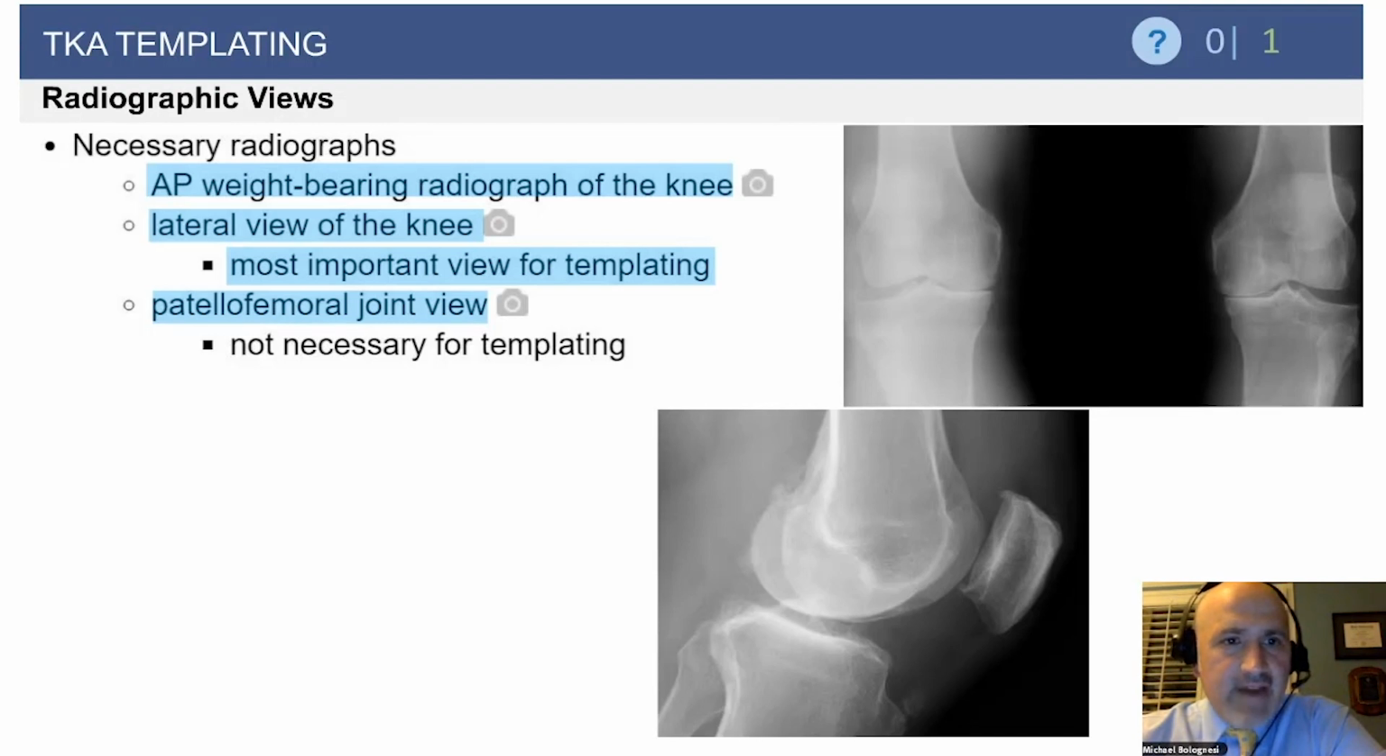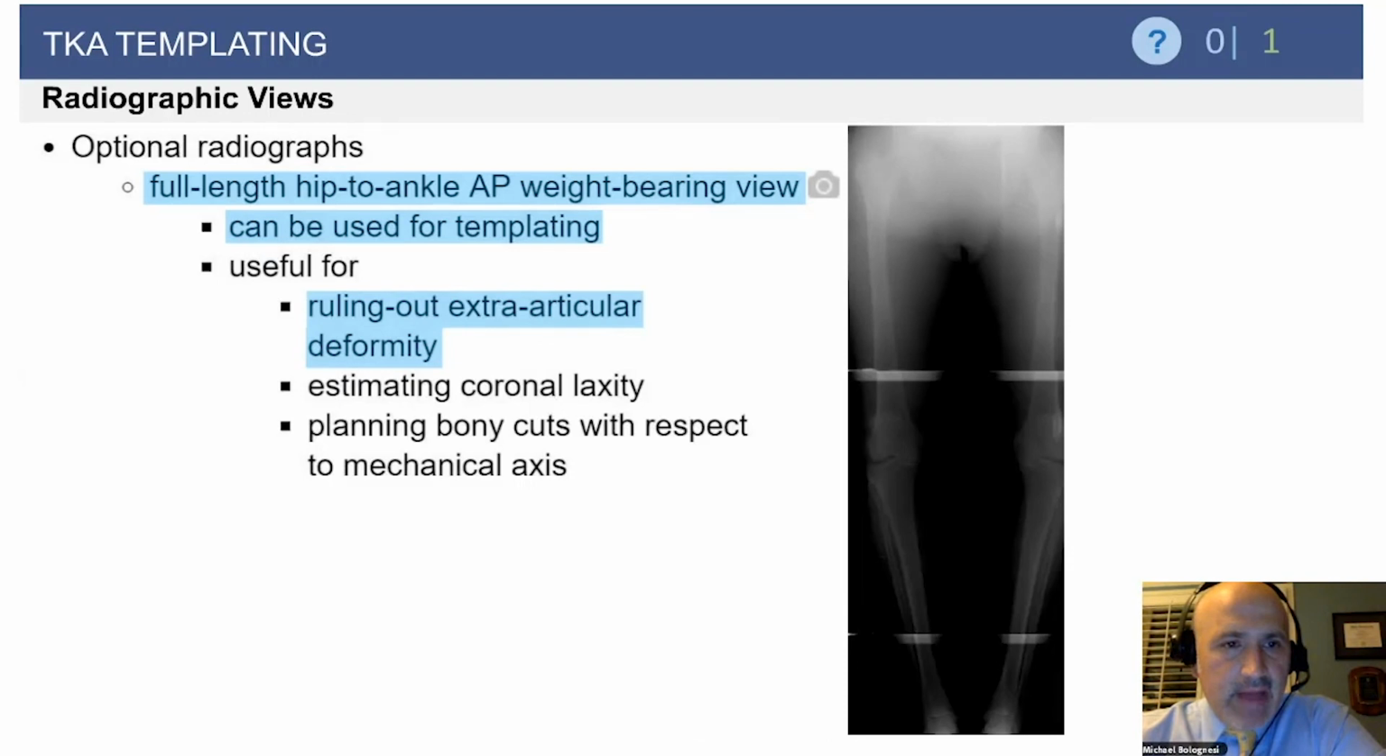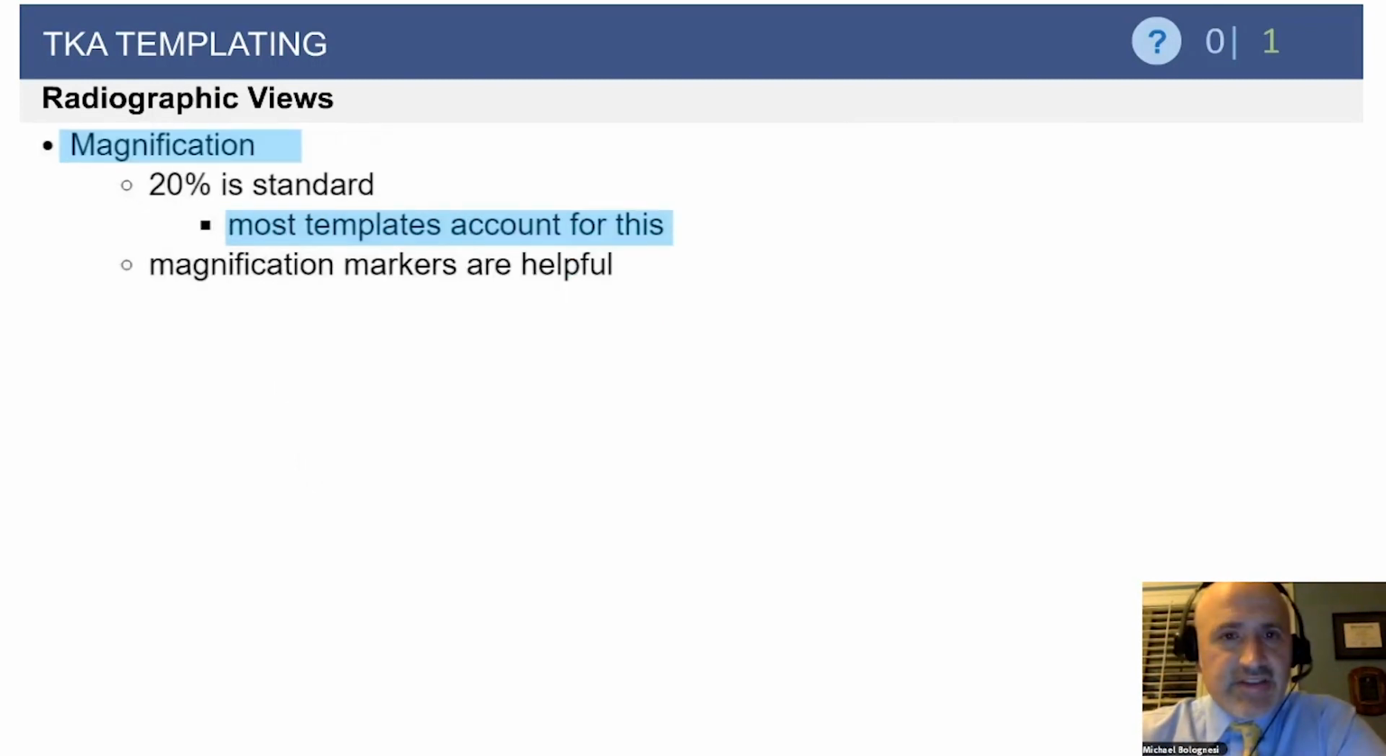And how you do this can vary, but certainly you want to have good, appropriate AP and lateral views, and the ability to template both the femoral and tibial component and understand the scale you might be dealing with. Weight-bearing films are critical. The lateral view is very helpful for templating. I don't think the patellofemoral joint view is that critical. I like to use a long-standing film as well. That's pointed out here. That can be used for templating.